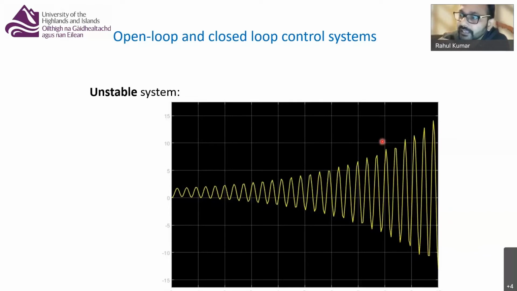There is an application for positive feedback where you want your output to accelerate, something like an accelerator. You may use a positive feedback there, but in general, for almost all control systems, we want a stable output. We want our system to be stable. So generally, we use negative feedback to reduce the error. Okay.